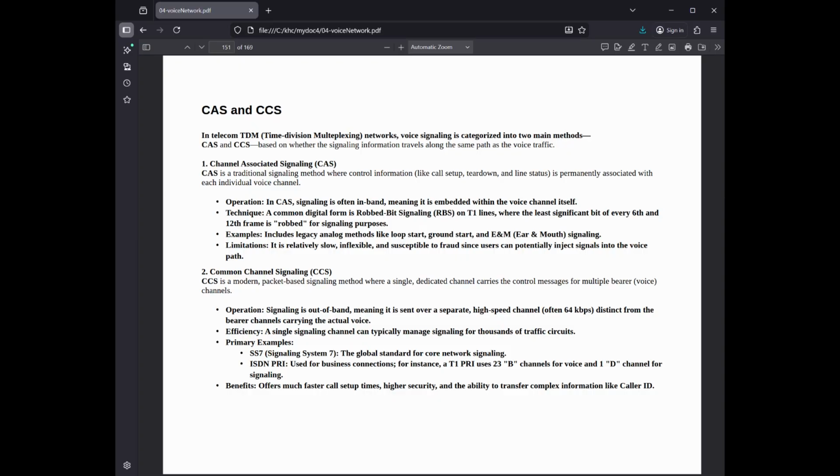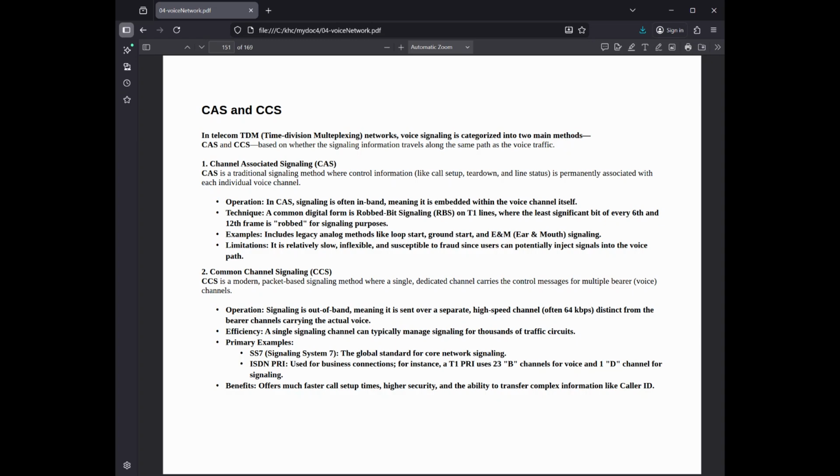Channel associated signaling, CAS, is a traditional signaling method where control information, like call setup, teardown, and line status, is permanently associated with each individual voice channel. Operation: in CAS, signaling is often in-band, meaning it is embedded within the voice channel itself.